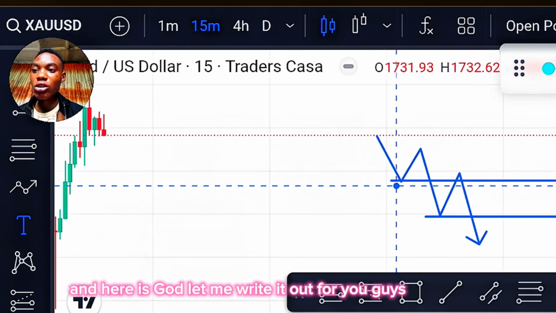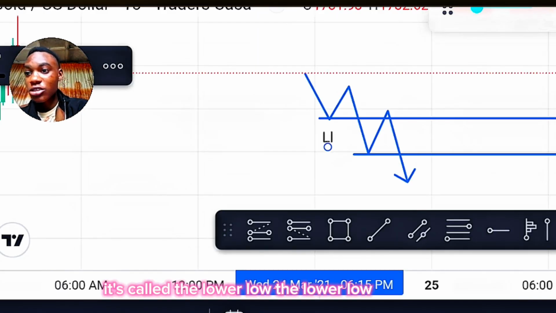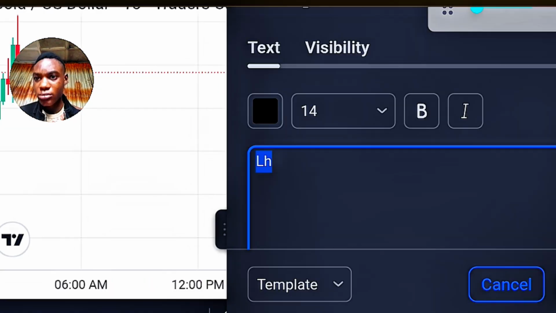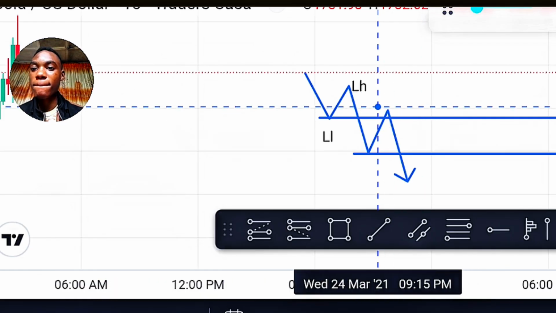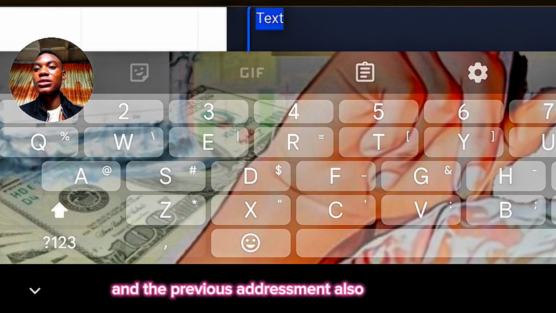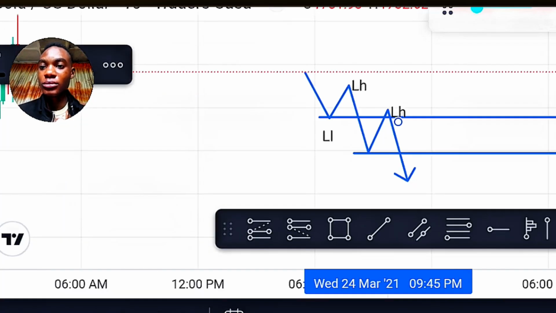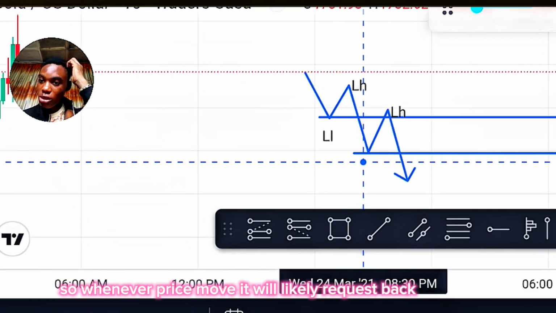And here, let me write it out for you guys. It's called the lower low. And the retracement is called the lower high. And the previous retracement is also called the lower high, guys. So here is also a lower low.